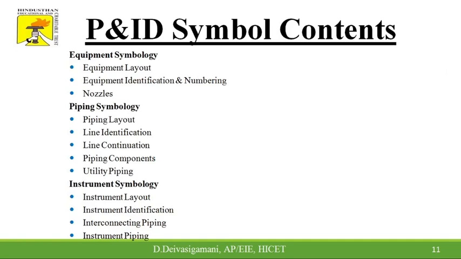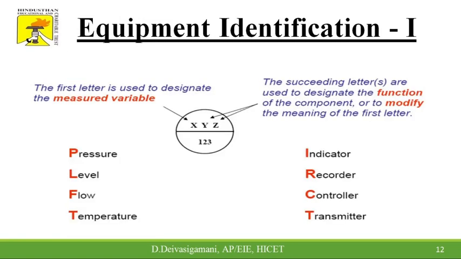These are the P&I symbol contents. It has three major categories: equipment symbology, piping symbology, and instrumentation symbology. This is what the identification of equipments. In P&I diagrams, equipments are represented with the help of circles, letters, and numbers.